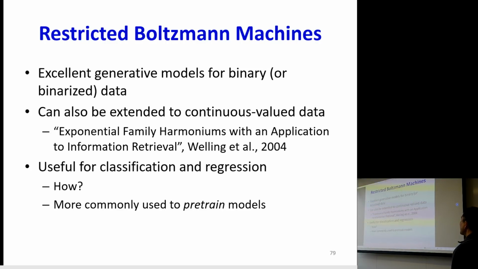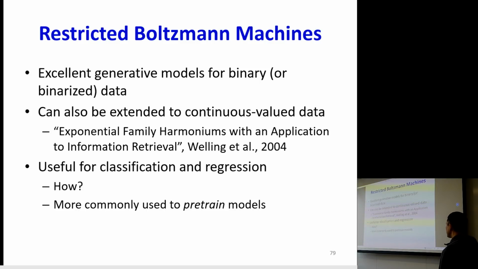Restricted Boltzmann machines are excellent generative models for binary or binarized data. What do I mean? We were speaking of bits all the time, right? But data are not necessarily bits. We like to work with real data. So if you're working with real data, you could quantize them to binary values, and they're fantastic for working with binary values. But they can also be extended to continuous valued data.